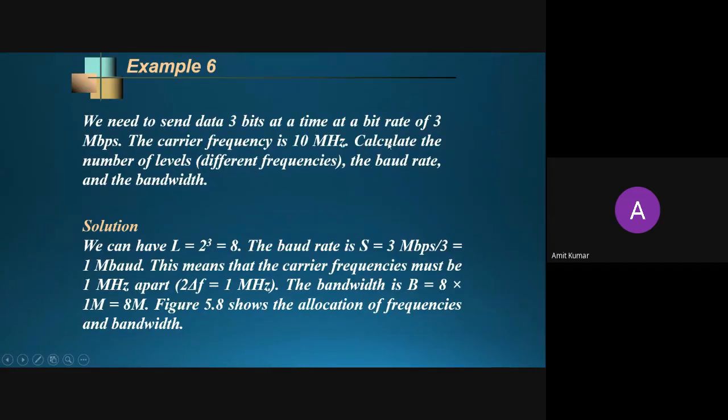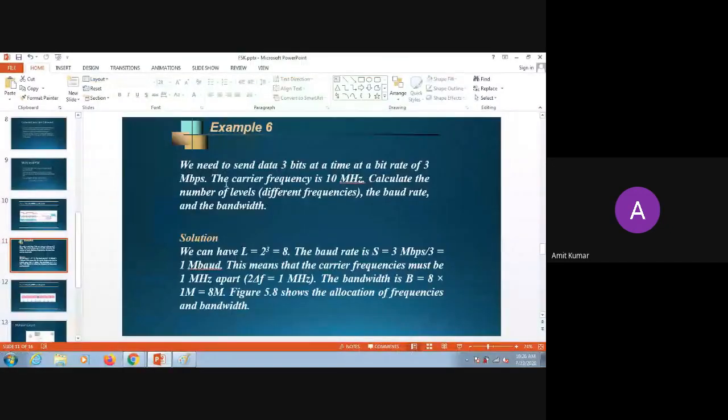The baud rate we have already calculated. Now we need to calculate the different frequencies. We have a center frequency of 10 megahertz. Say, for example, the 2 delta f is 1 megahertz. You can assume other values also, but here we have assumed that the frequencies are separated by 1 megahertz. Why is it 1 megahertz? Because the baud rate is 1 Mbps.